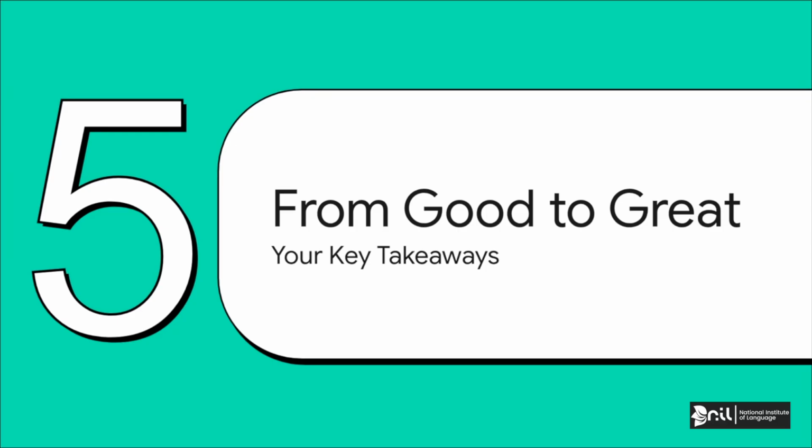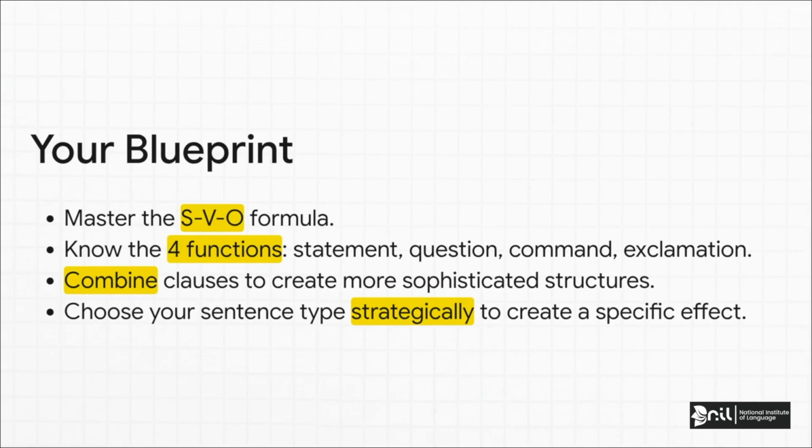All right, we've gone all the way from pouring a simple foundation to sketching out an entire architectural strategy. Let's just boil it all down into a final blueprint you can stick in your back pocket. So here it is, your cheat sheet for great writing. Number 1, you gotta master that subject-verb-object formula. That's your foundation. It's non-negotiable. Number 2, know your 4 functions: statement, question, command, exclamation, so you're always using the right tool for the job.